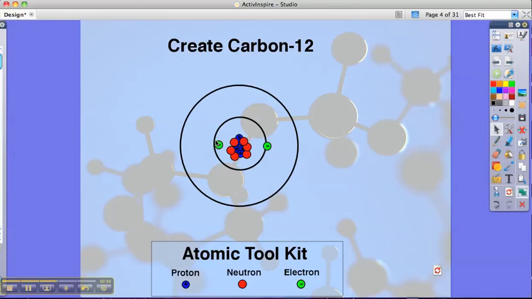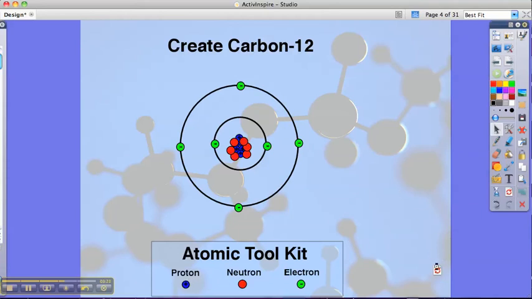Almost finished here. And so this is carbon-12 because there are 6 protons and 6 electrons, and then 6 neutrons. So 6 protons plus 6 neutrons equals 12. That makes it carbon-12. If the instructor wanted, they could have the students make carbon-14 or some other isotope by dragging up the requisite number of protons or neutrons.